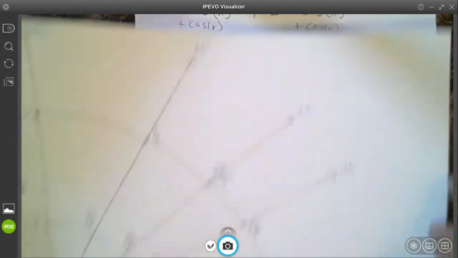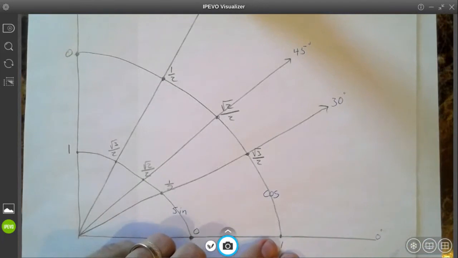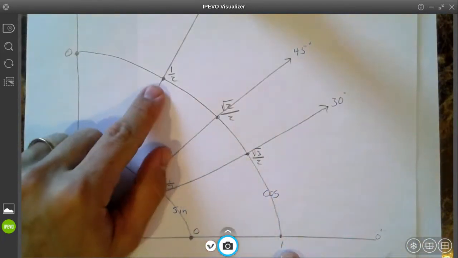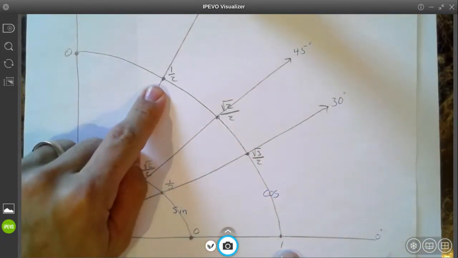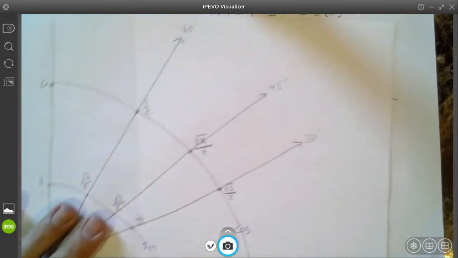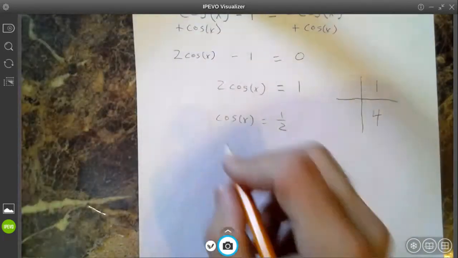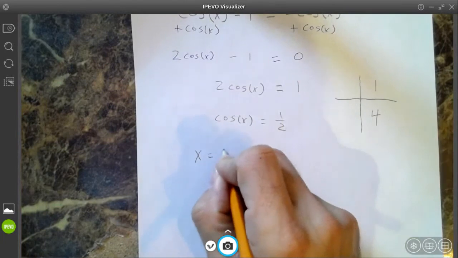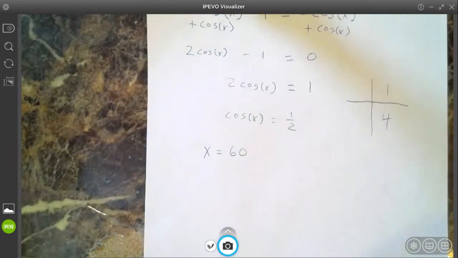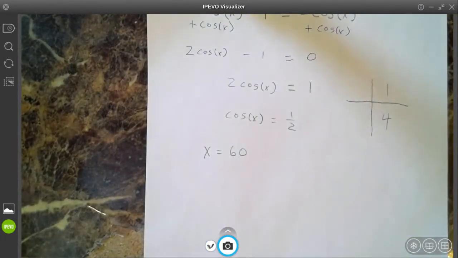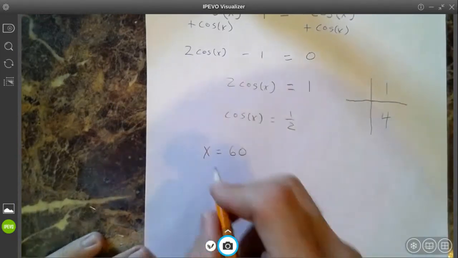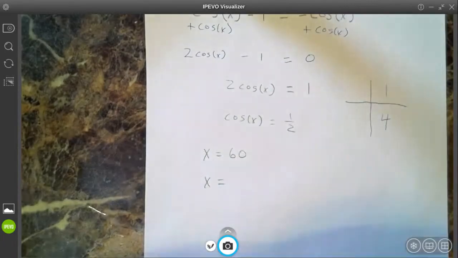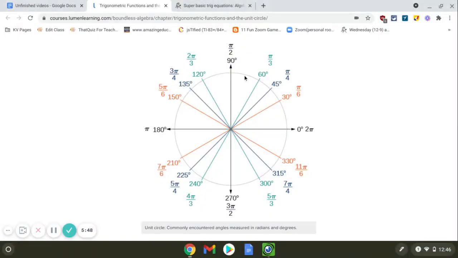So the quadrant 1 angle, where cosine is equal to 1/2, is the 60-degree mark. So x is equal to 60 degrees. And if we want that same angle in quadrant 4, we've already done that one. The same angle in quadrant 4 would be straight down from it, so it would be 300 degrees.